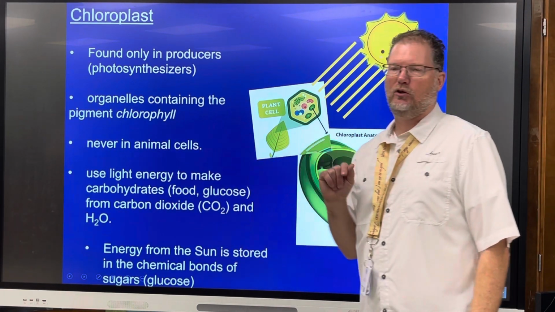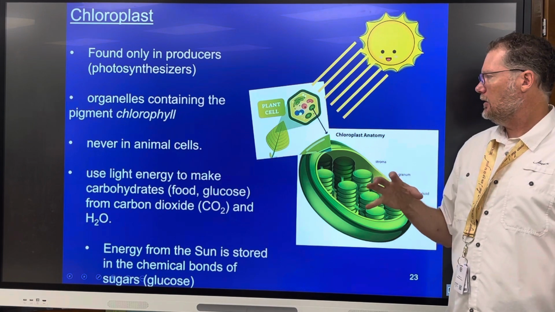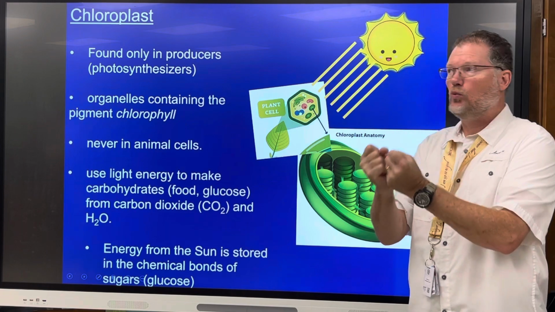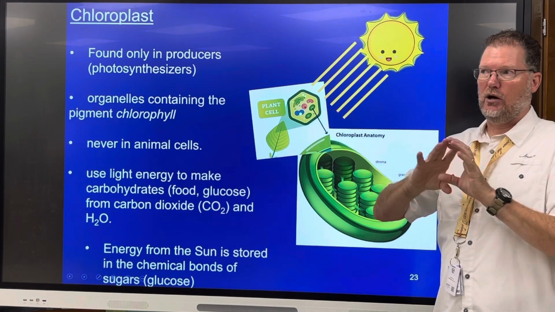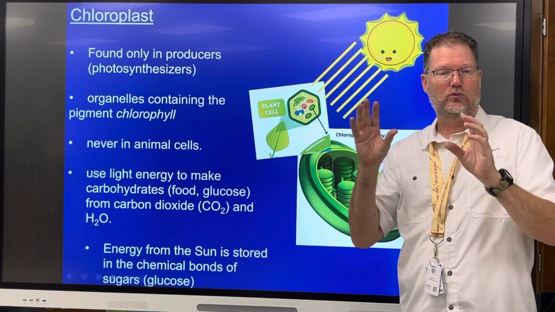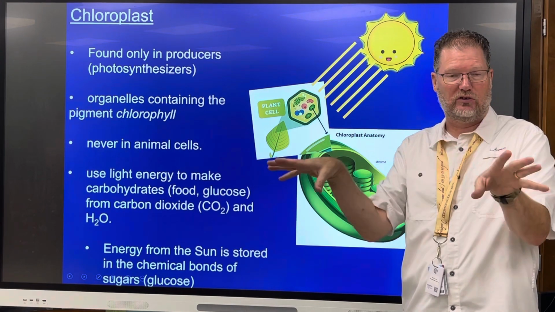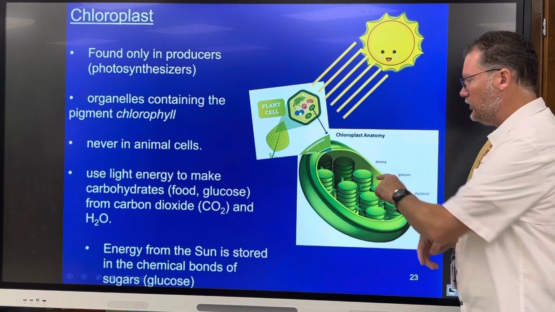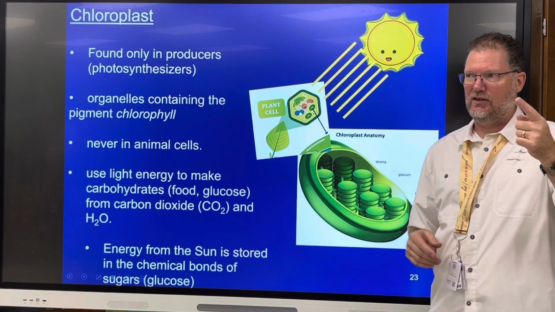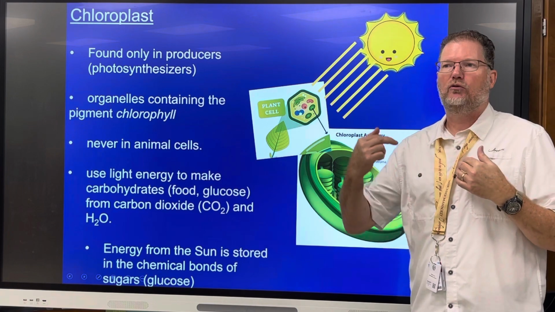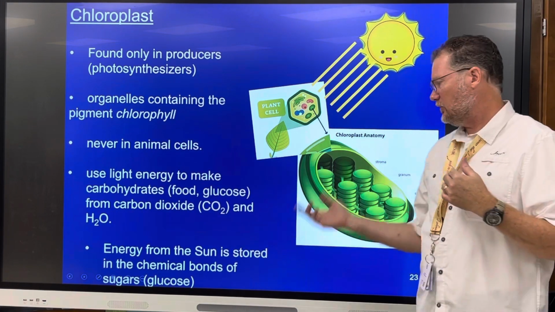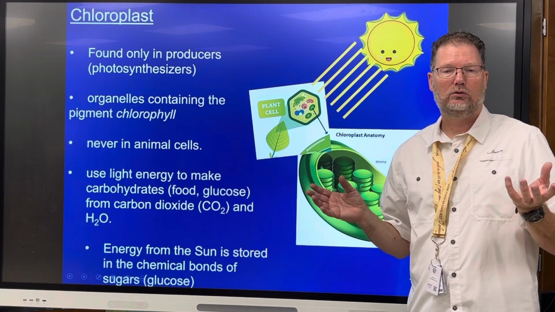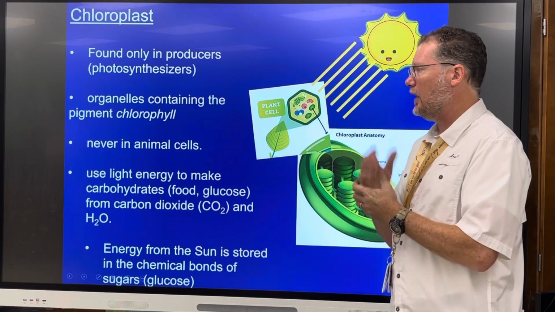Organelles containing the pigment chlorophyll. So that, again, pigment is specific for capturing certain wavelengths of light that are coming in. You know, the rainbow of light, when you take sunlight and you hit a prism and it turns into a rainbow, all the different colors, Roy G. Biv, it reflects green. So your first instinct is that it absorbs green light. No, green light bounces off of it.